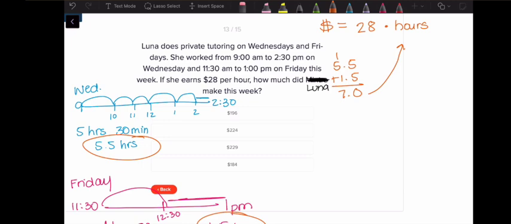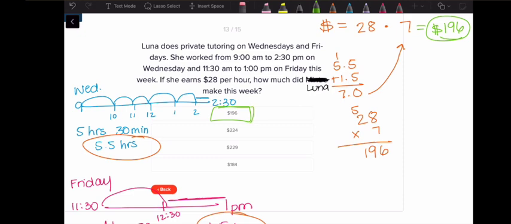So the total amount of money that she's going to earn is going to equal 28 multiplied by 7. So 28 multiplied by 7, 8 times 7 is 56, carry the 5. 2 times 7 is 14, plus 5 is 19. So she's going to make a total of $196.